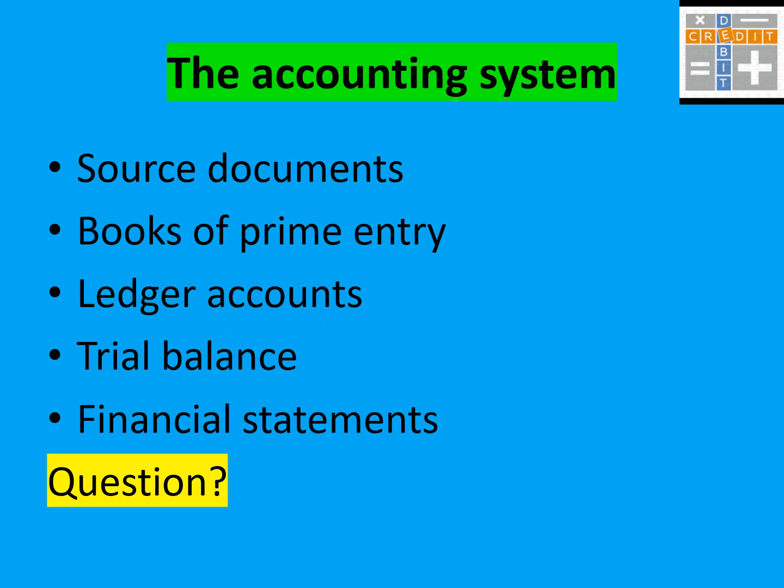A very significant part of the course is the accounting system, which can be seen here as 5 stages to gather information. So we will consider source documents which evidence business transactions. The information from these source documents is then recorded in the books of prime entry, ledger accounts, and the trial balance before being used in the preparation of financial statements.